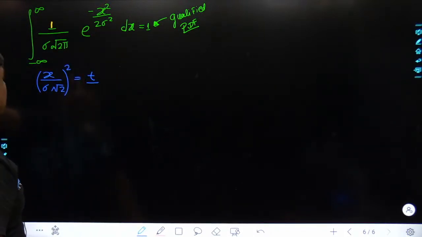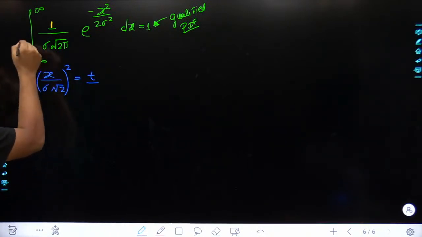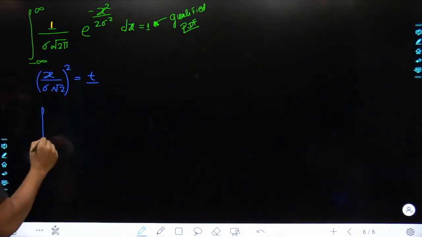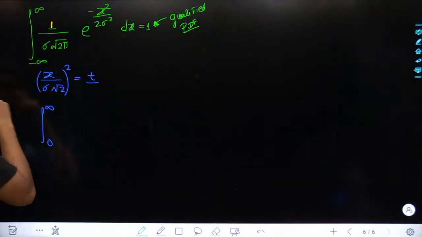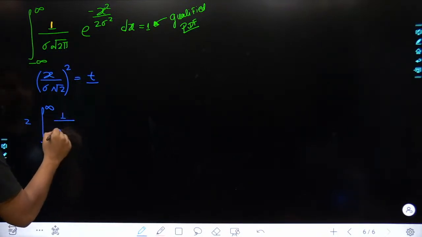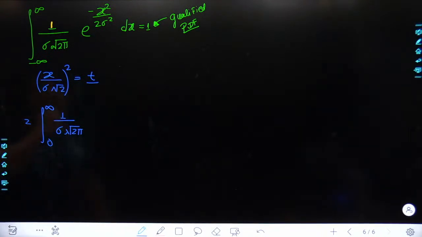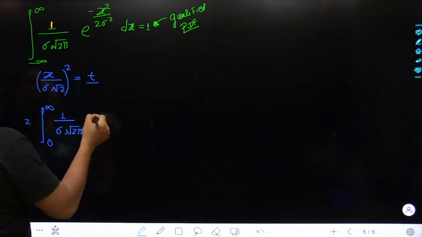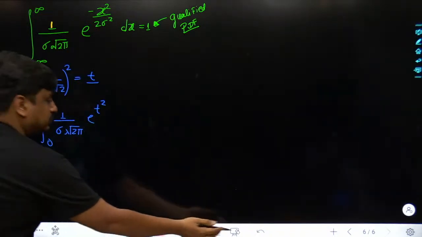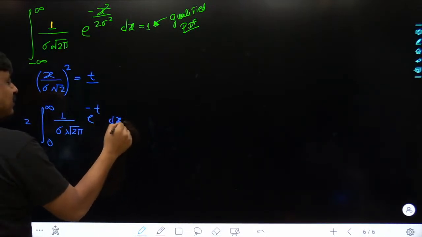Because if I replace this with t, this problem would get converted into a gamma integration. Again, it is an even function, so rather than taking its limit from minus infinity to infinity, I can take its limit from 0 to infinity, the 2 would get multiplied, and the constant component stays in the denominator, that is 1 divided by sigma root 2 pi. Here goes e to the power of this complete component, which has been fed as t, so it would become e to the power of minus t, and it still has dx here.